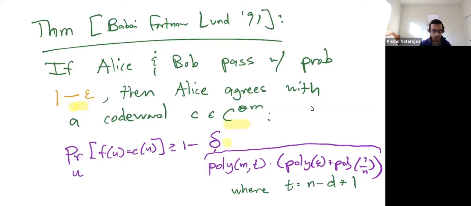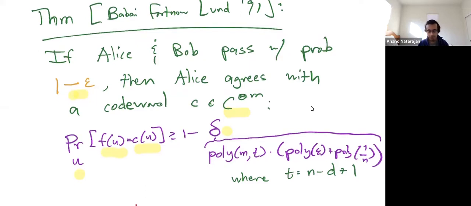So the chance that at a random point, Alice's answer f of u is equal to this code word at point u is 1 minus delta, where delta is some polynomial function of all the parameters you have. So the number of coordinates, this interpolability parameter, the epsilon in your success probability, and 1 over n.